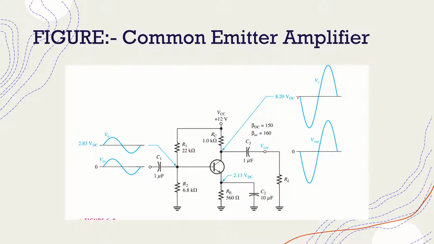The amplified output is 180 degrees out of phase with input. Because the AC signal is applied to the base terminal as input and taken from the collector terminal as output, the emitter is common to both input and output signals.